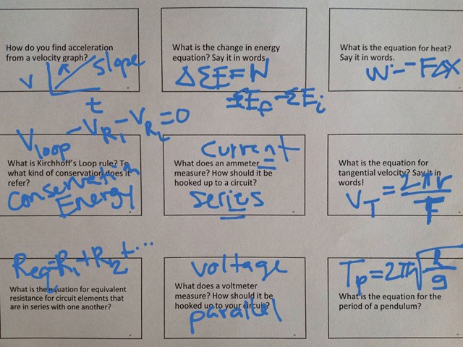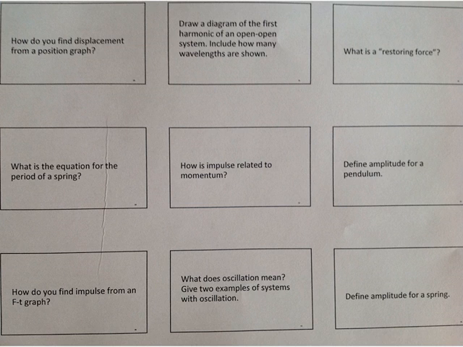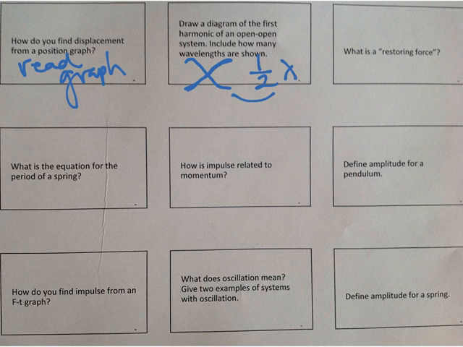Alright, next page. Alright, so how do you find displacement from a position graph? You read the graph, right? It's there. Alright, if we were to draw a diagram of a harmonic of an open-open, this is the first harmonic. An open-open system, remember both sides are going to be open. This is only half a wavelength.